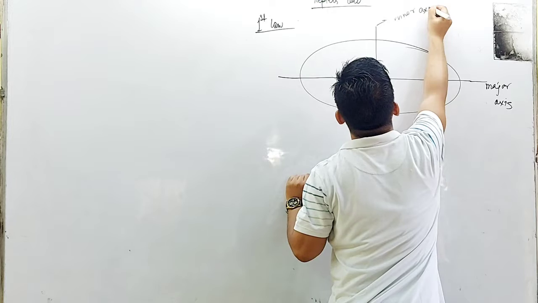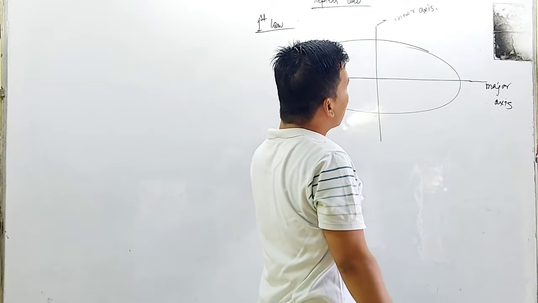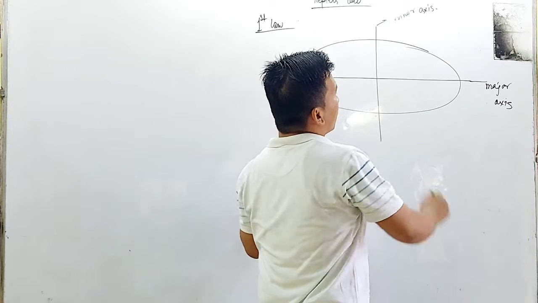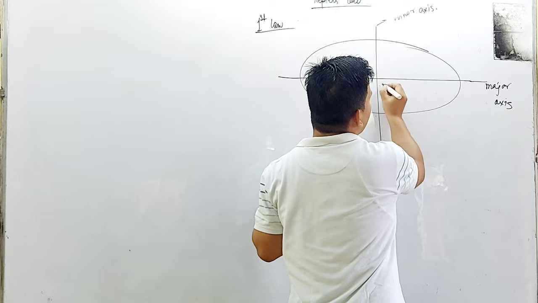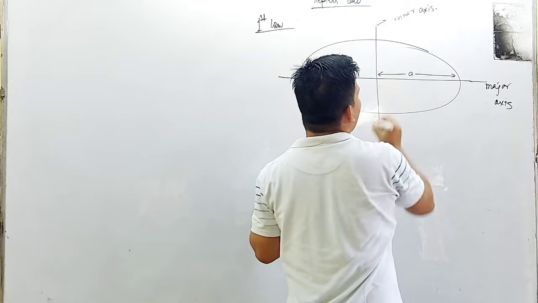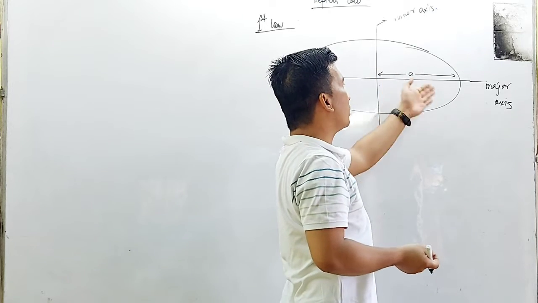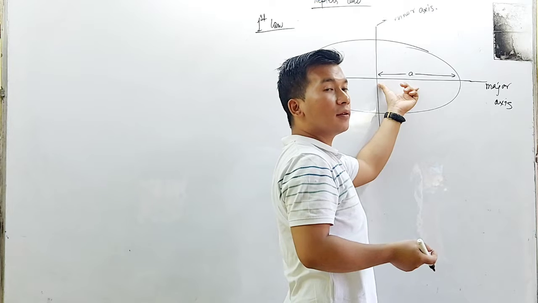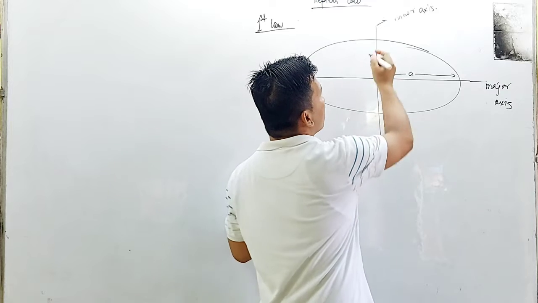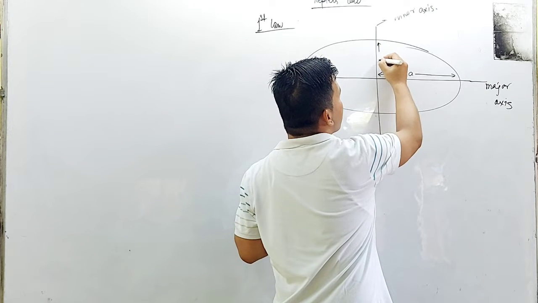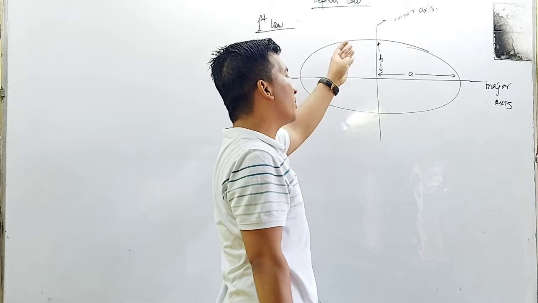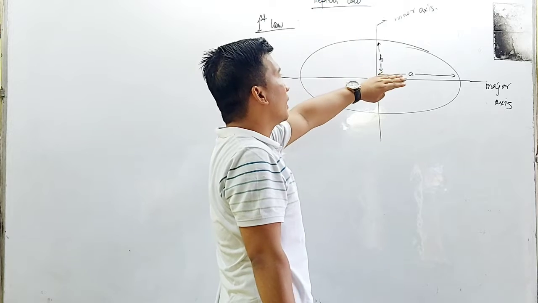In the elliptical orbit, this major axis is represented from here to here. Half of the major axis will be known as the semi major axis, denoted by a. Half of the minor axis is the semi minor axis, and this is represented by b. This is the mathematical point of view.